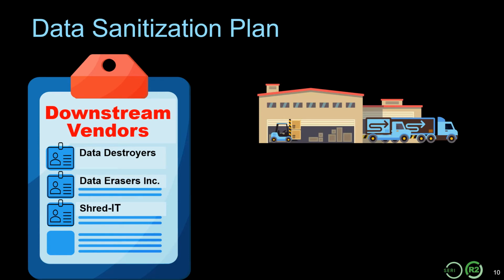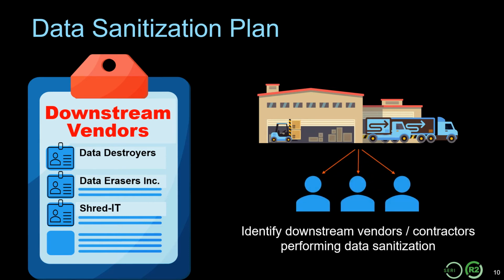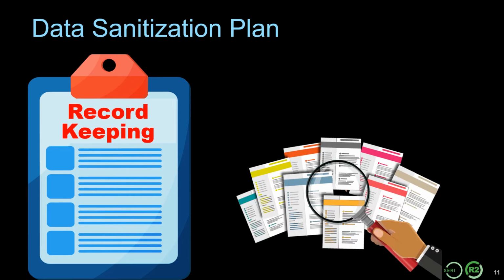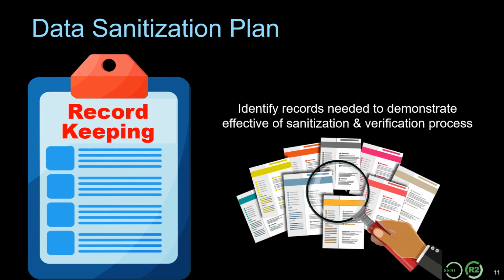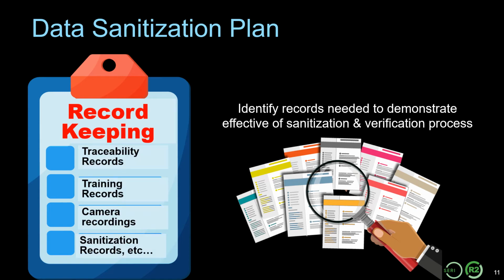If the R2 facility does not perform all data sanitization internally, the plan or procedures must identify the downstream vendors or contractors that will perform all data sanitization services. The plan must also identify the specific records the facility will use to demonstrate effectiveness of the sanitization and verification process. For example, traceability records for devices, technician training records, sanitization equipment maintenance records, camera system recordings, physical sanitization records, software logical sanitization records, or monitoring and testing records of the security controls.